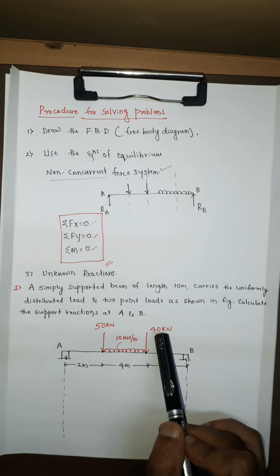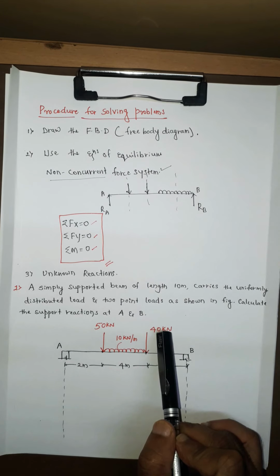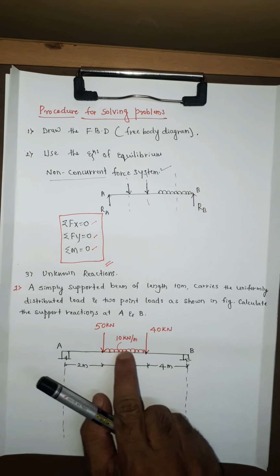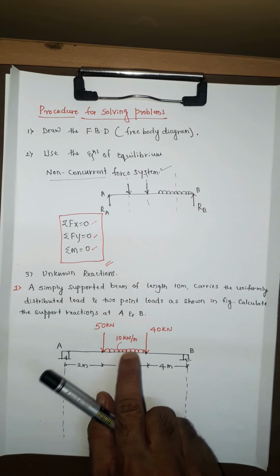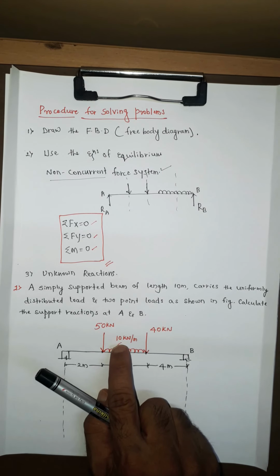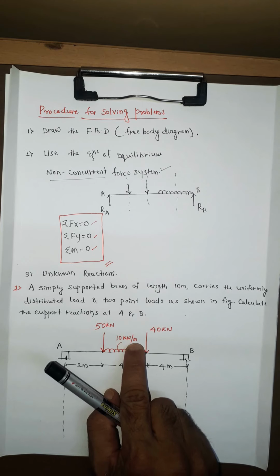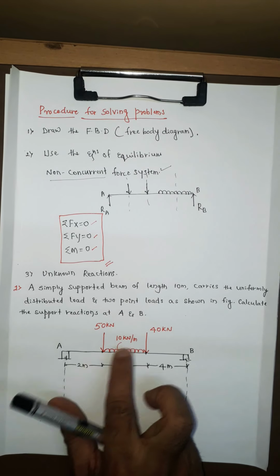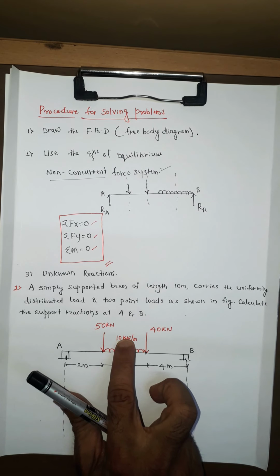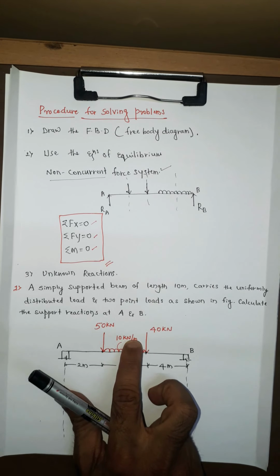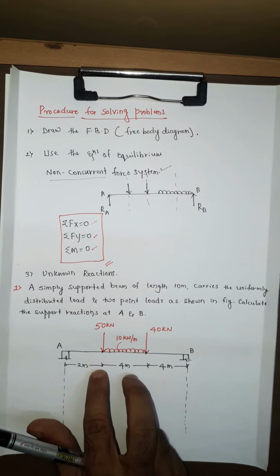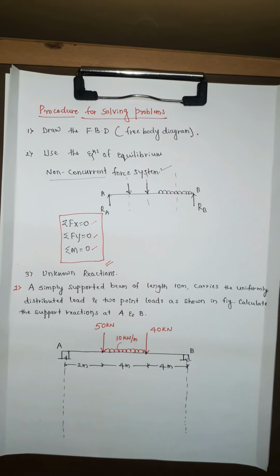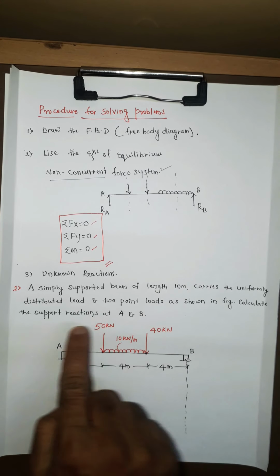These are the 2 point loads or concentrated loads, and the beam is also subjected to a UDL, that is a uniformly distributed load of magnitude or intensity 10 kilonewton per meter. Means for every 1 meter the value is 10 kilonewton. So this 10 kilonewton is acting for a length of 4 meter. So these two are point loads, this is UDL. Now for this you have to calculate the support reactions.